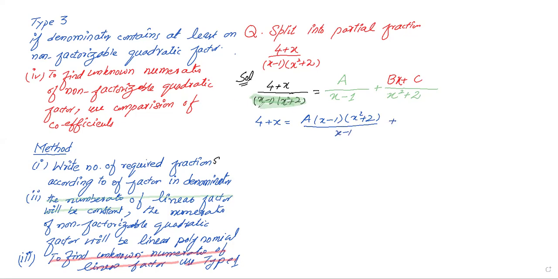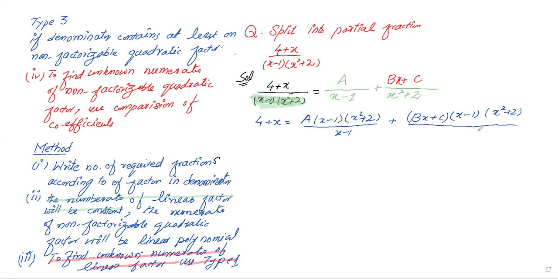Similarly, this denominator on the left-hand side, which is x minus 1 times x squared plus 2, you have to multiply by the second fraction. The second fraction having the numerator bx plus c, that you have to put in the first bracket, and the other two factors you have to write in the second bracket. So I will get this expression if I'm not wrong.